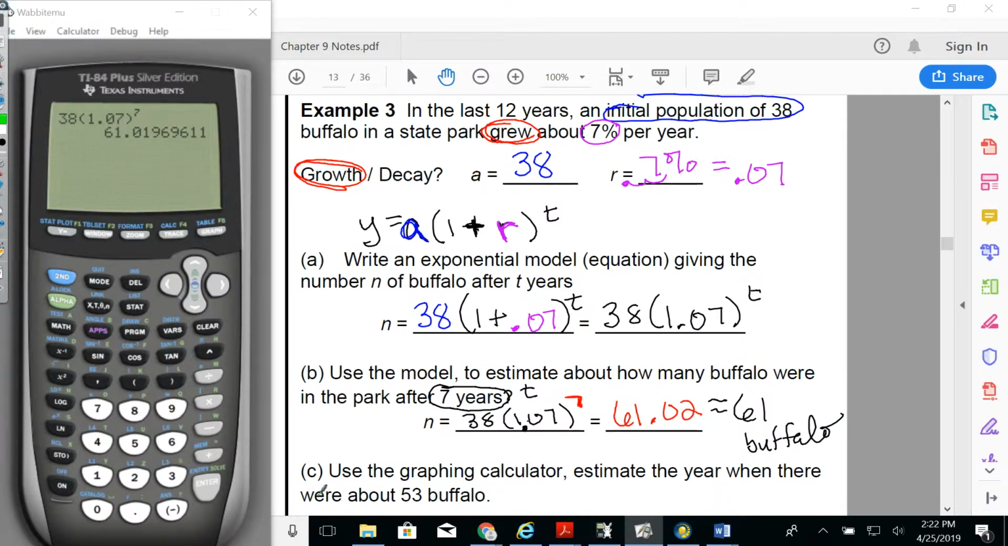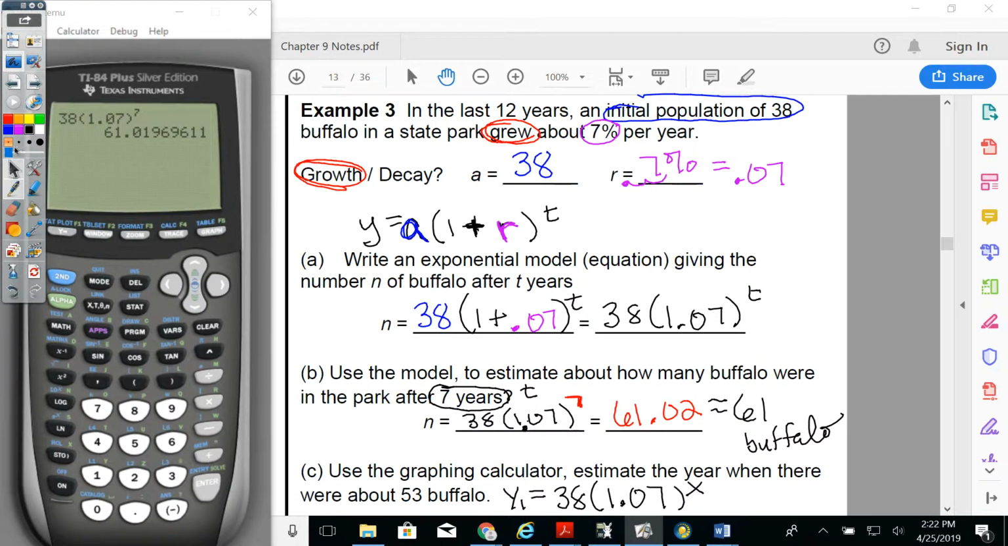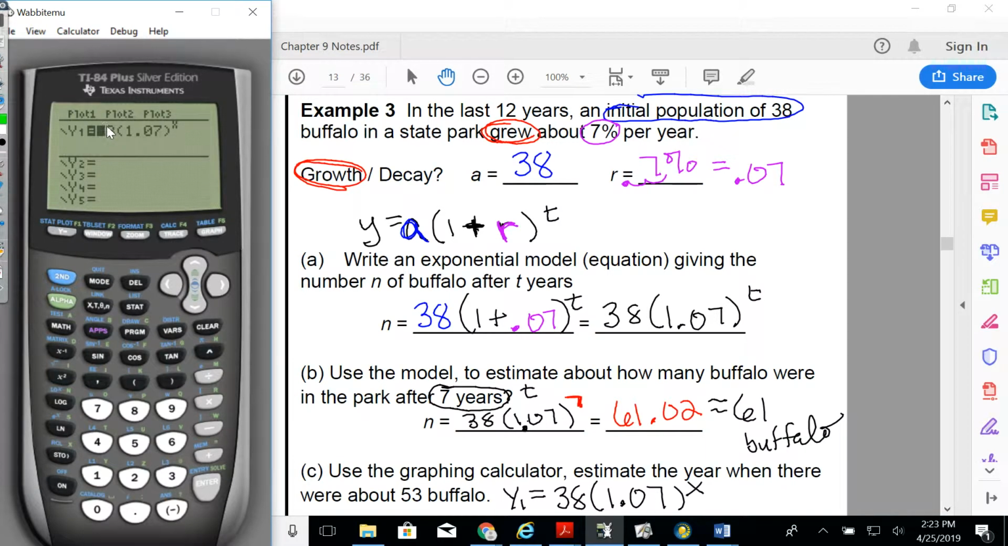All right, and then the last part C, using the graphing calculator. So when it says that, I want to put it in the y equals. We're going to estimate the year when there were 53 buffalo. So in the y equals, y1 equals, we want to plug in our equation, not this one with the 7 in it. We want to plug in with the x. So we're going to do 38 times 1.07 and an exponent of x. So over here, we do y equals, oh, look, it's already there. 38 times 1.07 to the x power.